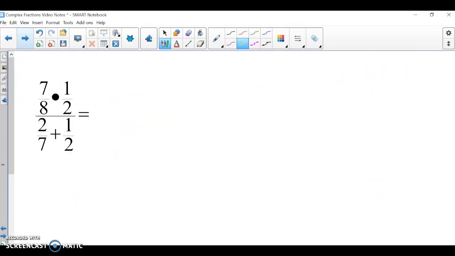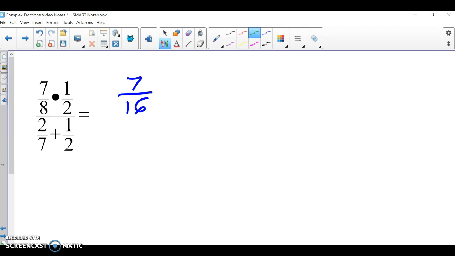Okay, last example. Notice in this example we have to simplify both the numerator and the denominator. So let's start on top. So the first thing I'm going to do is draw my t-chart. But wait, you know what I see? They're not adding or subtracting. They're multiplying. I don't need a common denominator when I multiply. All I have to do is top times top, so 7 times 1 is 7, and bottom times bottom, 8 times 2 is 16.